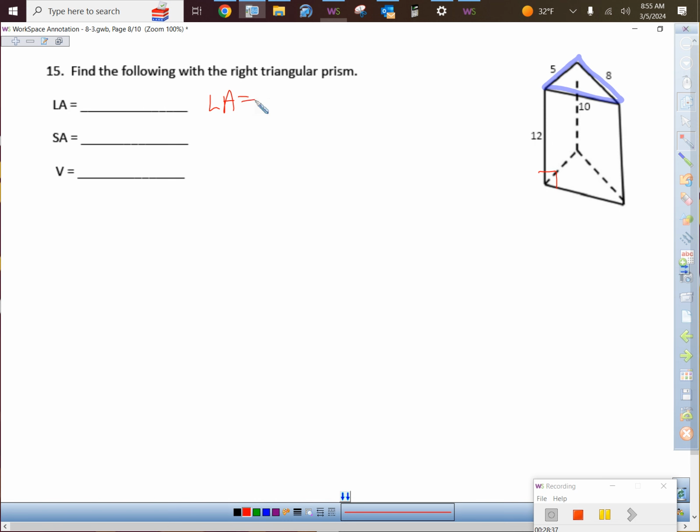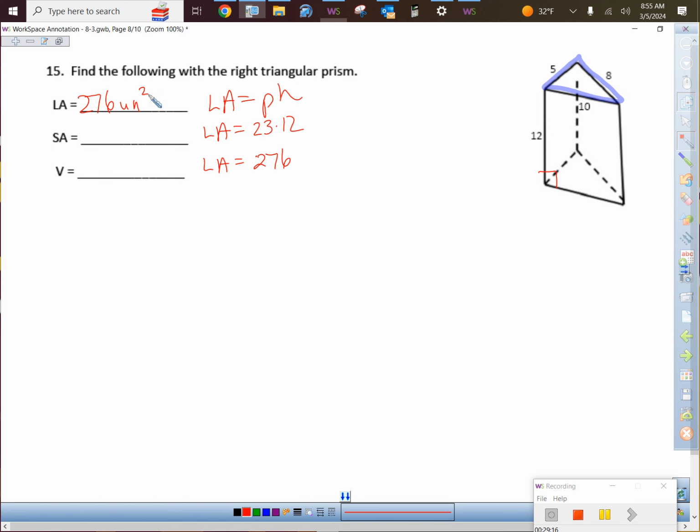Lateral area. Start with the formula. Perimeter of the base times the height. I will continue to write the LA equals. Perimeter of the base is 23. Height is 12. Are you guys cool with where I'm getting those from? Punch that in for me so I don't have to. What's 23 times 12? 276. Label. Units squared. Nothing complicated about that.